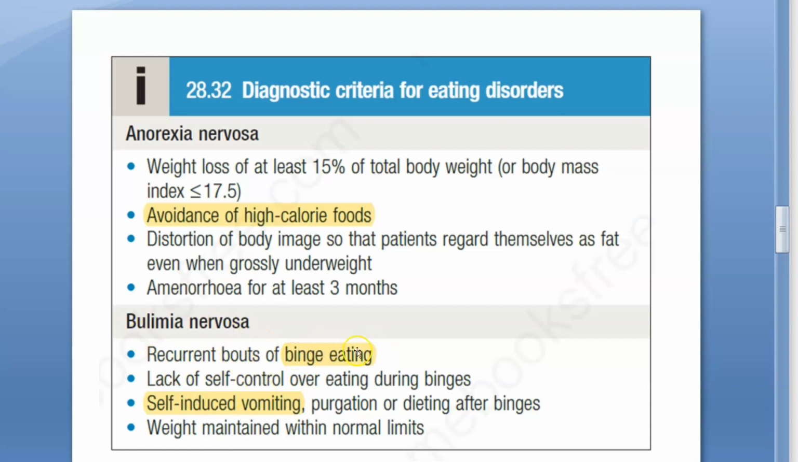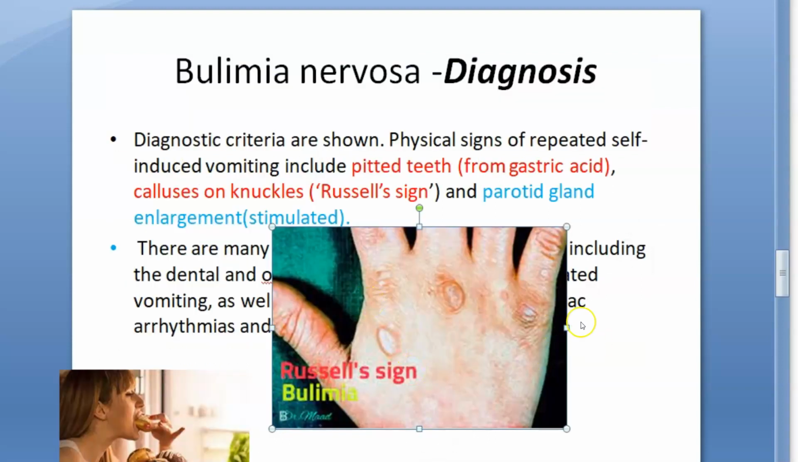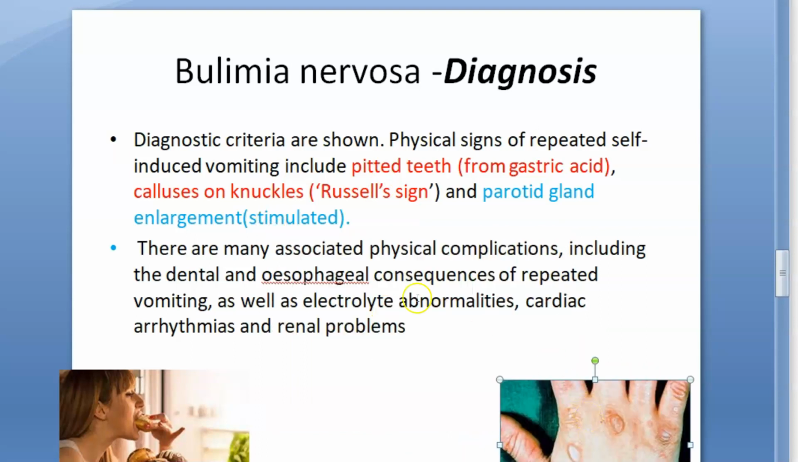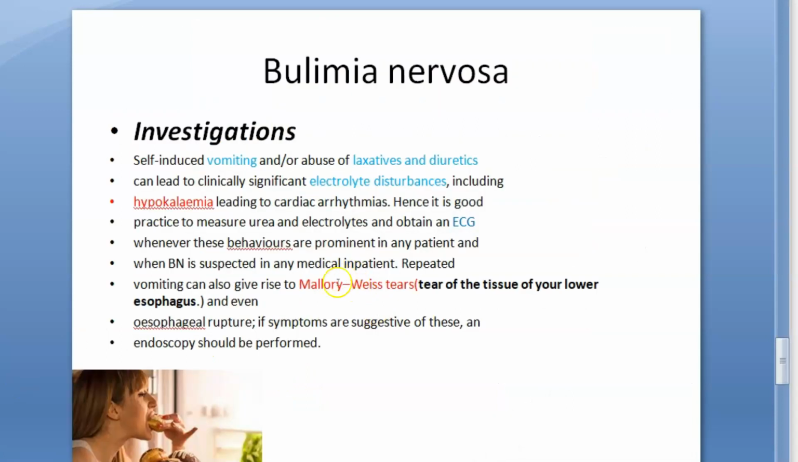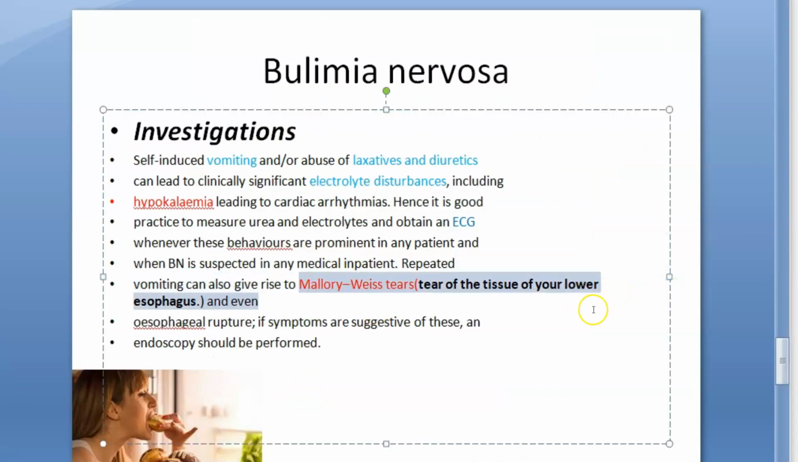In bulimia, we told you they will binge eat and they will self-induce vomit. Because they are putting their hand in and trying to vomit, the knuckles will have this kind of calluses. This is called Russell's sign, okay? And even their teeth, because of all the acid coming out of the stomach when they vomit, will be pitted. So these are some important things that you should know about bulimia nervosa. And one more thing we told you, the esophageal tears will be there because of all this forced vomiting. Mallory-Weiss tears, okay? This is also important terminology that you will write.